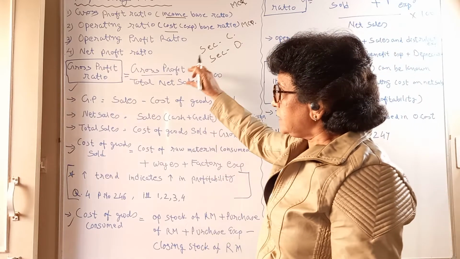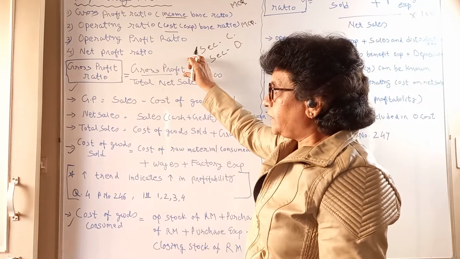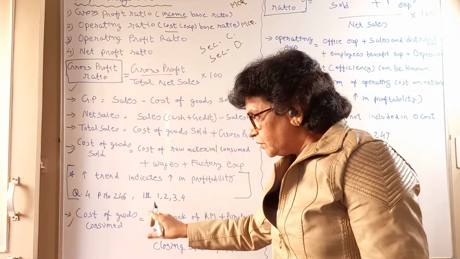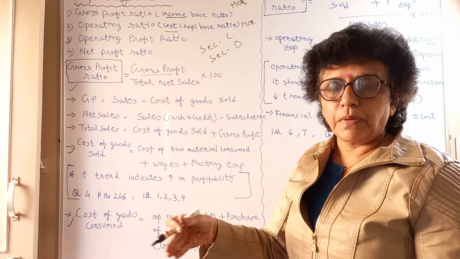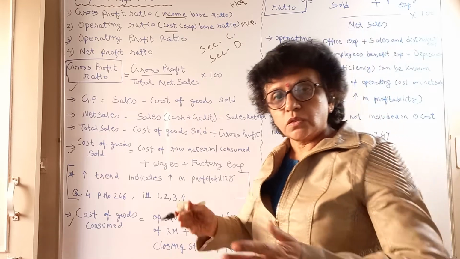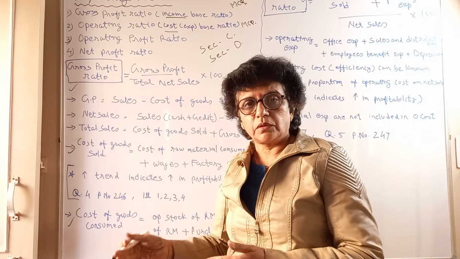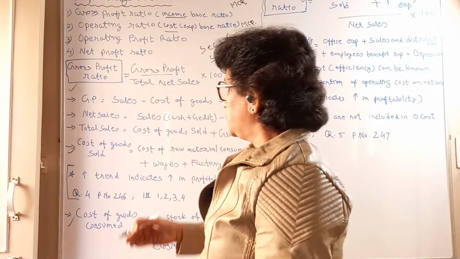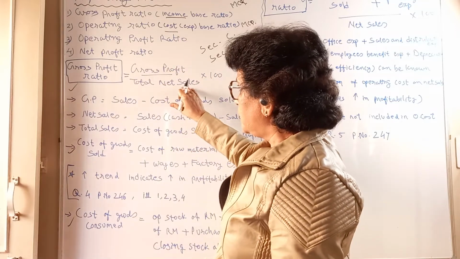So, if the simple figure of gross profit is not directly given, then indirectly you may have to apply the various formulas. How you are going to solve the question depends on what information is given to you. So, gross profit upon net sales.